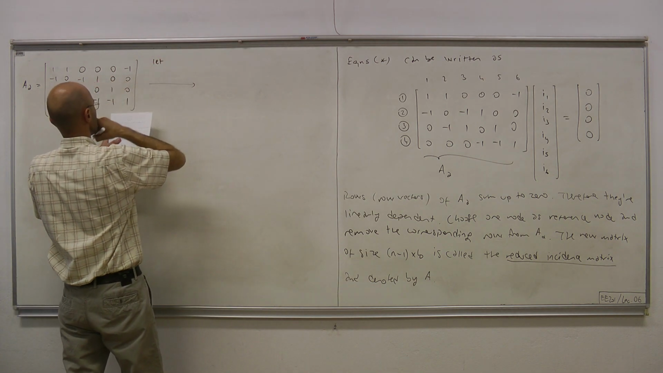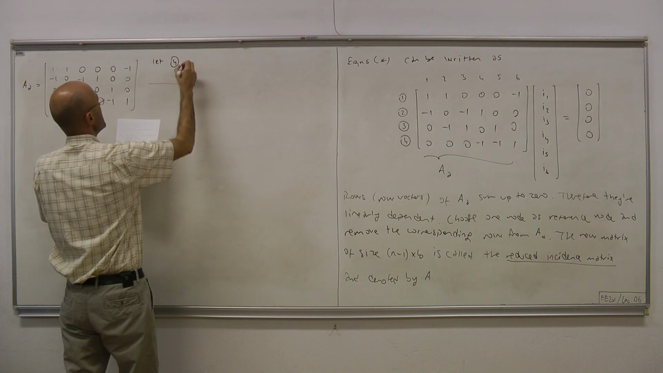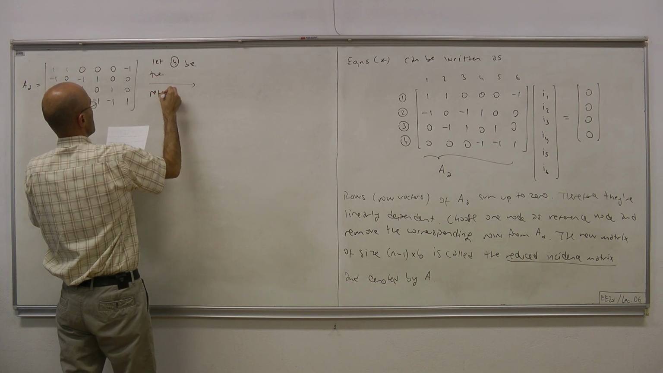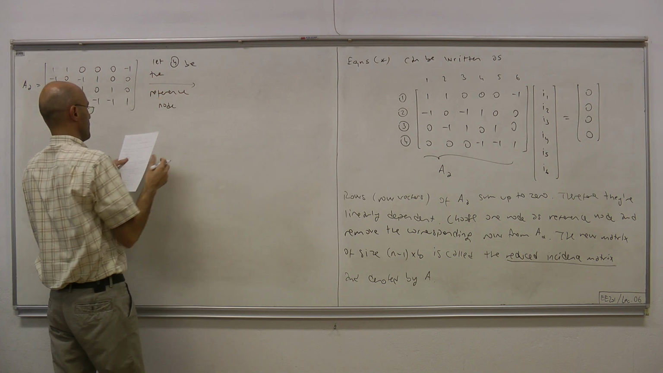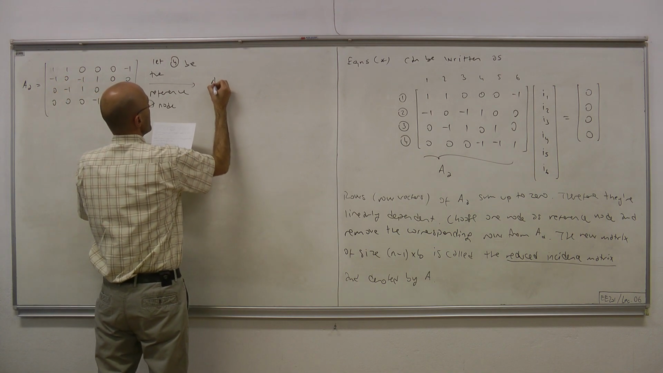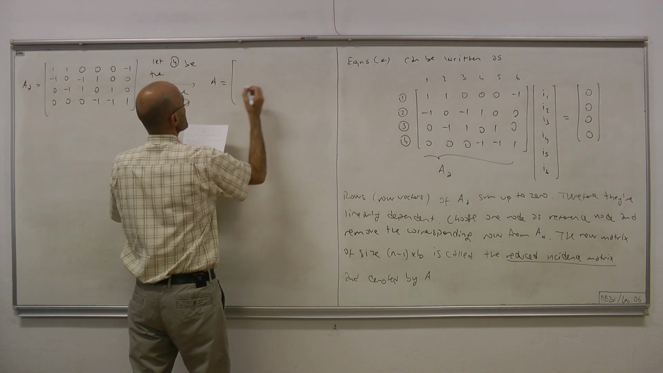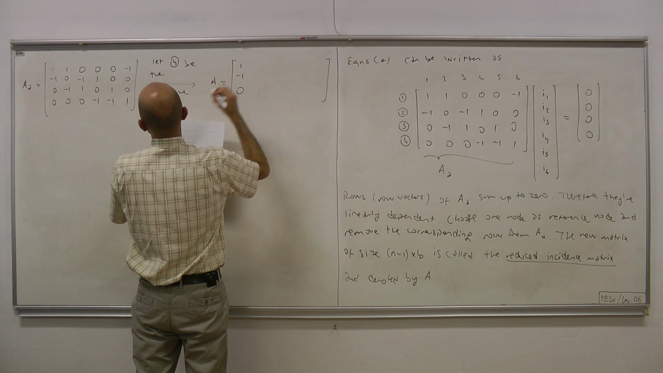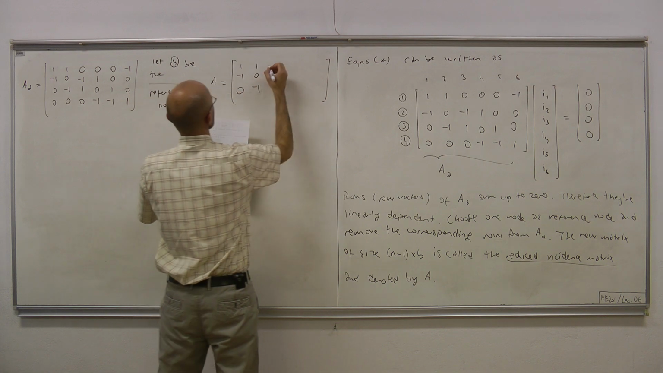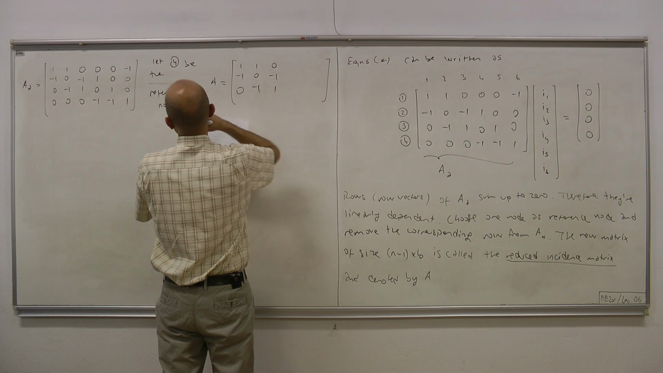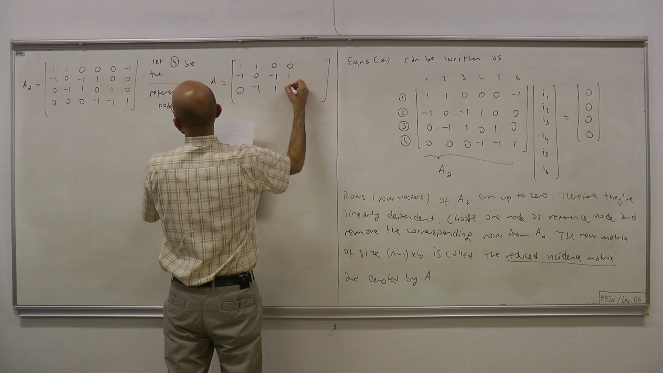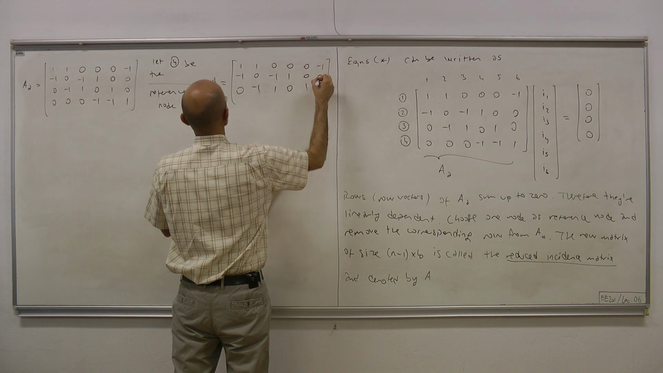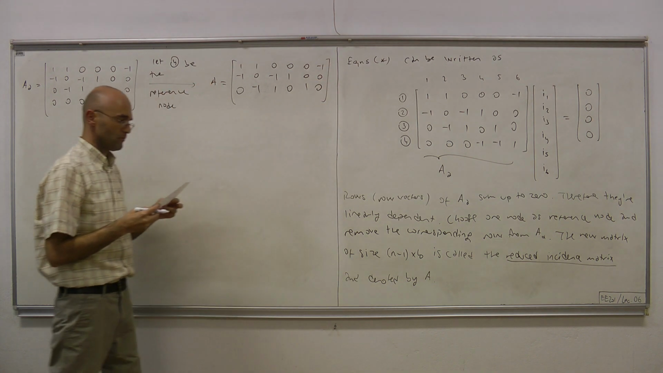So let node 4 be the reference node. Okay. And then the reduced incidence matrix is simply 1, minus 1, 0, 1, 0, minus 1, 0, minus 1, 1, 0, 1, 0, 0, 0, 1, and minus 1, 0, 0.